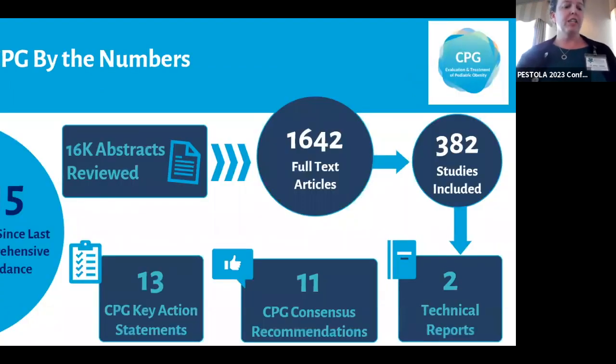So this was a significant task, as the last guidance provided by the AAP was back in 2007, and the field of pediatric obesity has evolved since then. The amount of new research that has occurred in the past 15 years contributes to the need for these new guidelines. So for this CPG, 16,000 abstracts were reviewed, a little over 1,600 full text articles were reviewed, and we drilled it down to about 382 studies that were reviewed and summarized and included in one of 2 technical reports. So the technical reports were on obesity intervention and obesity comorbidity.